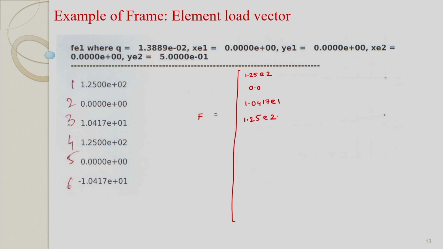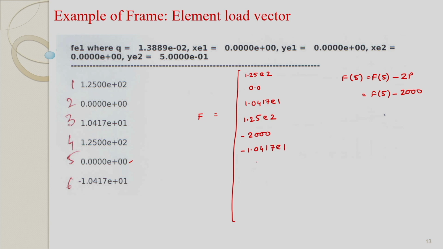Now, in the fifth location, we have minus 2P, that is minus 2000 for P equal to 1000 Newton. Existing F5 is 0, so it will be minus 2000, and F6 will be directly this.